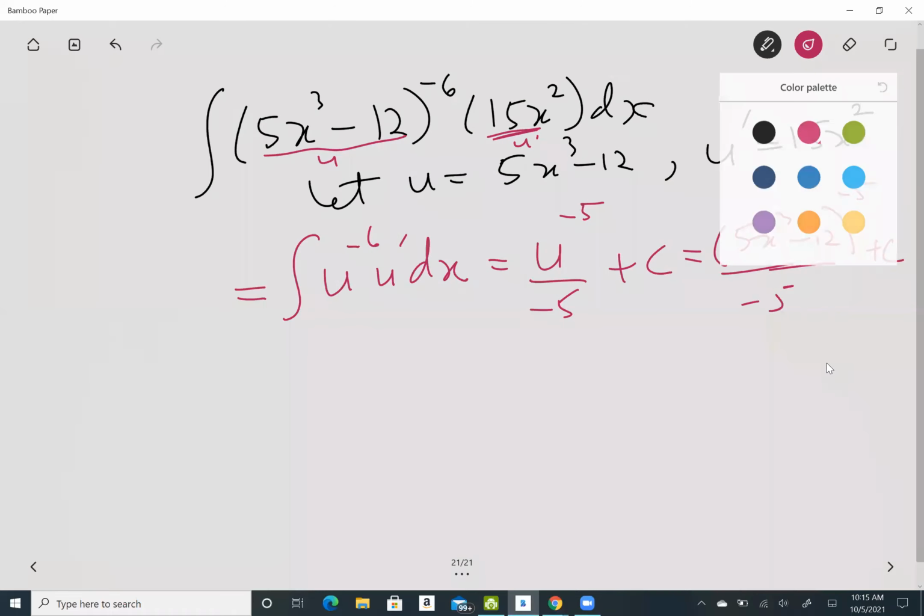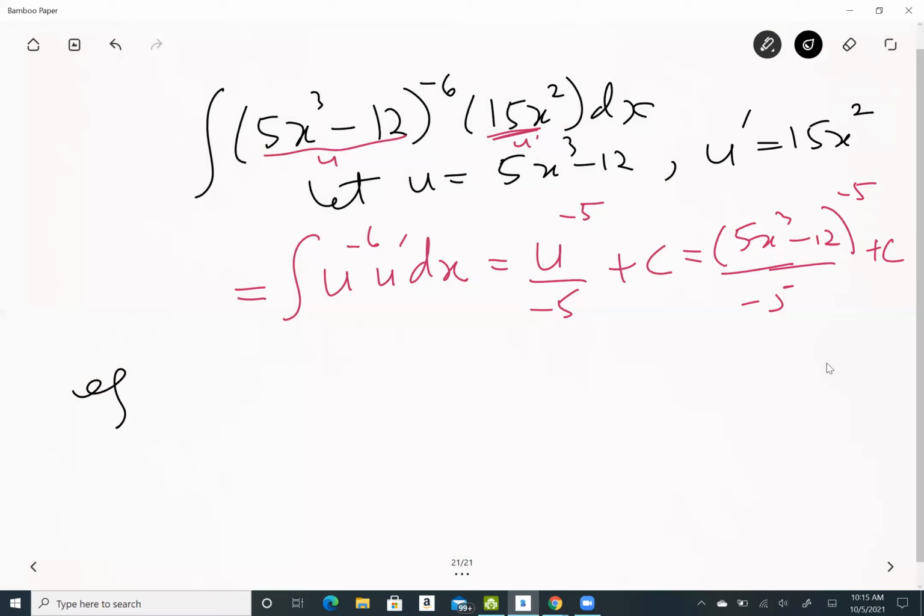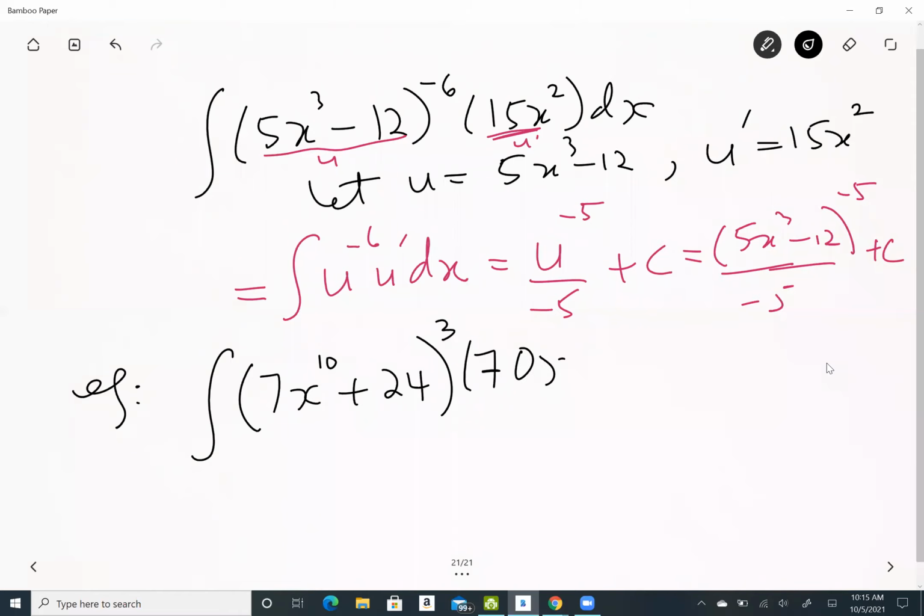Okay, all right. Now I'll give you another example. Okay, this one I want you to do. So another example, I would like you to integrate the following. Let's say we have (7x to the power of 10 plus 24) to the power of 3, and then I have here 70x to the power of 9 dx. Okay, now do the integration by the general power rule. So you let the terms in the bracket be u, and then apply the rule. Okay, go ahead. I'll give you 2 minutes to do it.